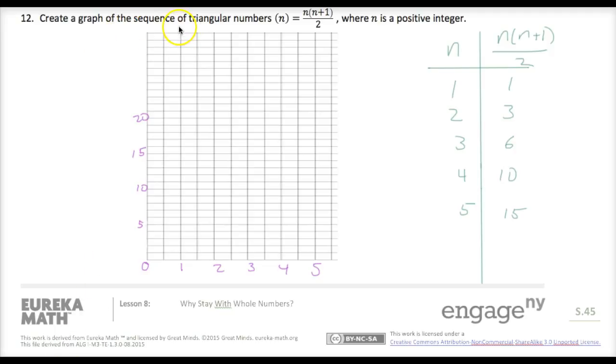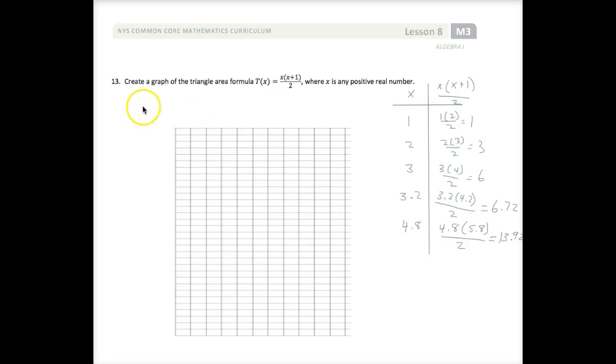Question 12. Create a graph of the sequence of the triangular numbers where n is a positive integer. So we're going to graph 1, 1, 2, 3, 3, 6, 4, 10, and 5, 15. Let me ask you a question. Arithmetic or geometric? This is almost the same question, but not quite.